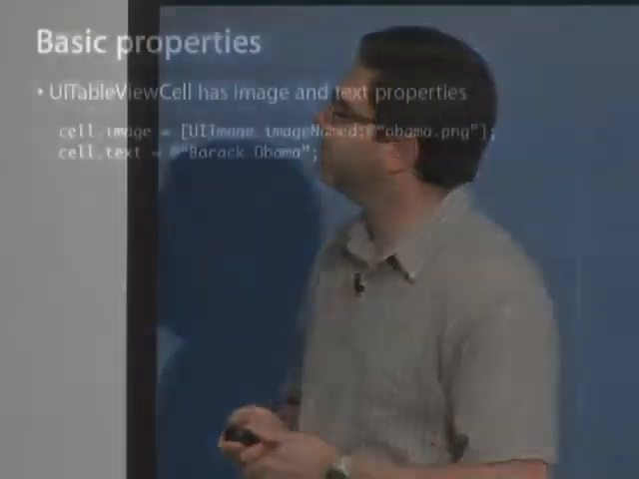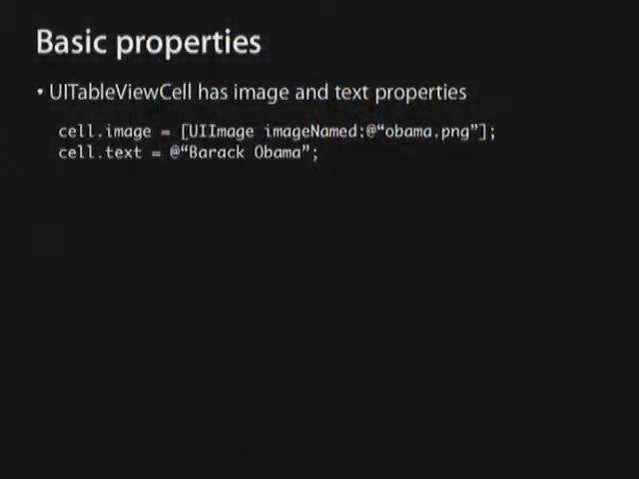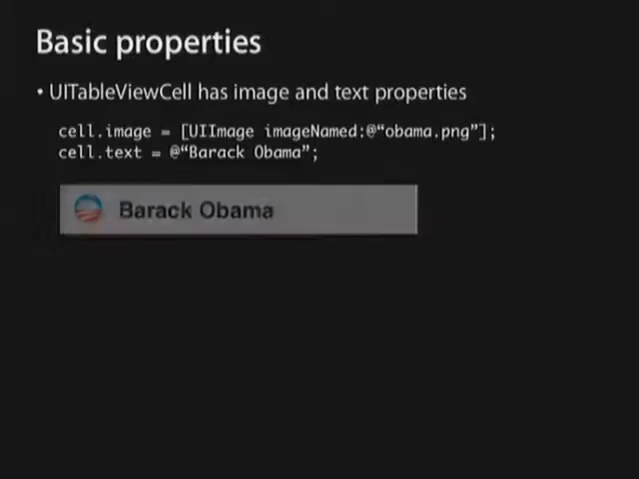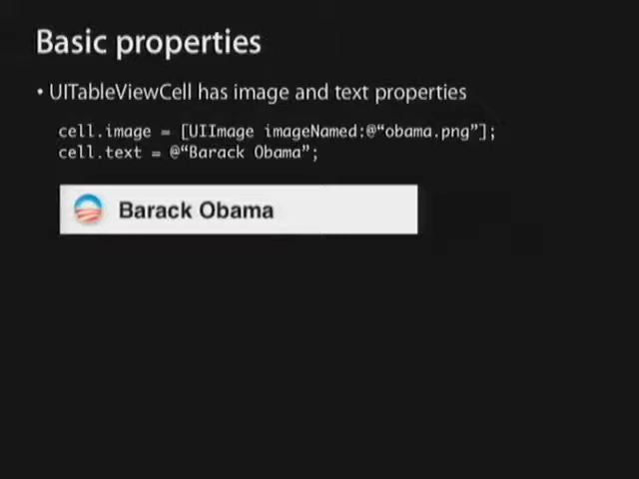Any other questions? All right, so let's look at cells. Cells are really where you can differentiate your table view from another one. There's a few basic properties. There's an image property and a text property. So here we've set image and text, and this is sort of the behavior you see in a lot of the simple table view cells.